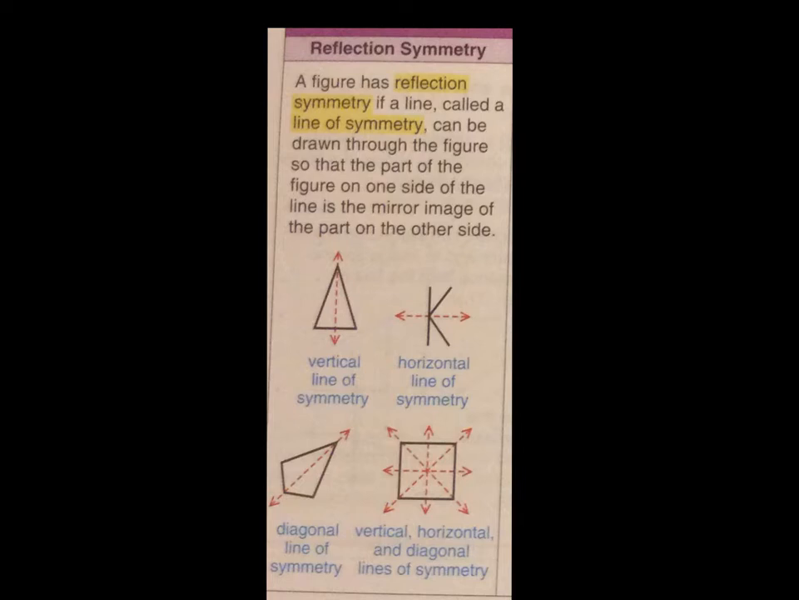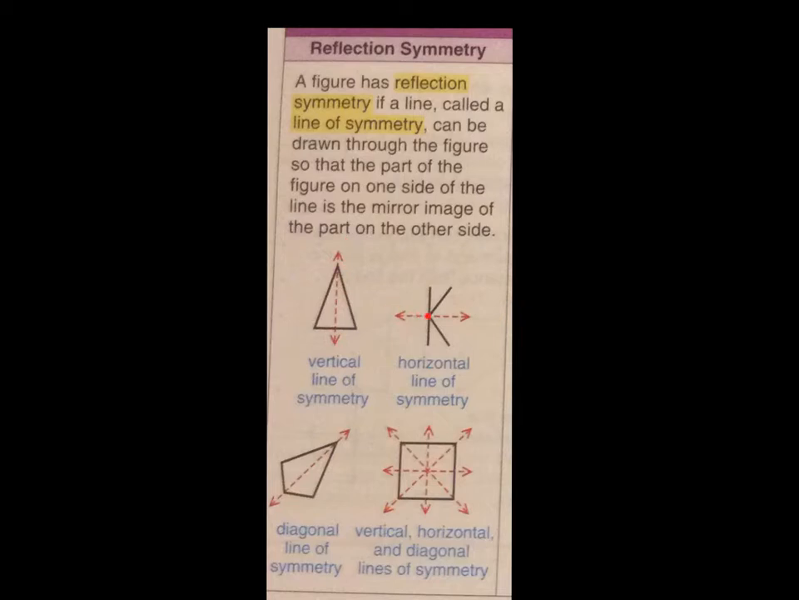The first example is reflection symmetry. A figure has reflection symmetry if a line, called the line of symmetry, which you see right here, can be drawn through the figure so that part of the figure on one side of the line is a mirror image of the part on the other side. So here we have this vertical line of symmetry.